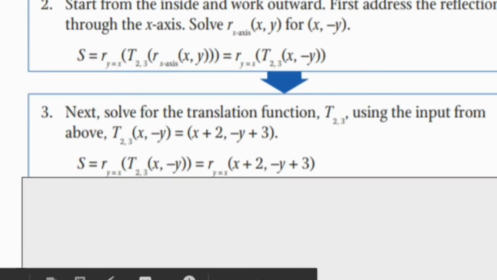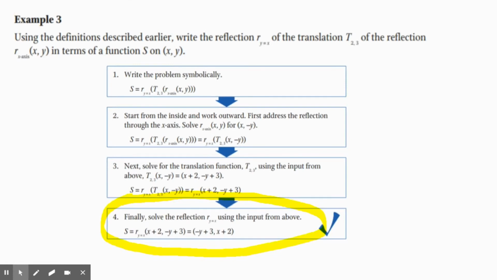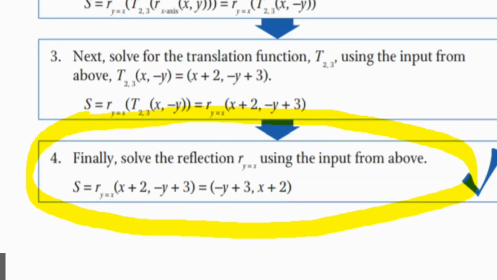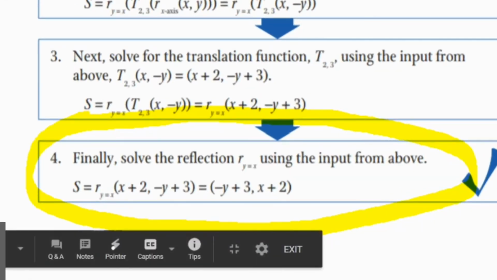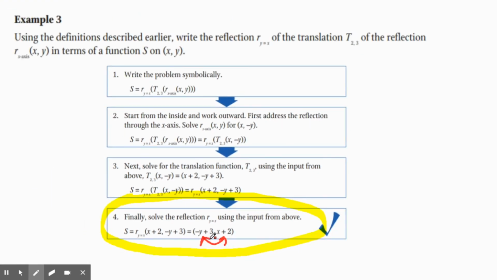Here we're going to add the 2, and then we're going to add the 3 to the x and y value. Actually, it's the x and negative y value. And then finally, remember, a reflection in y equals x is going to switch those positions. So notice how the x and y have been switched down here. Again, I'm just using those formulas that I provided you with on the first few slides.